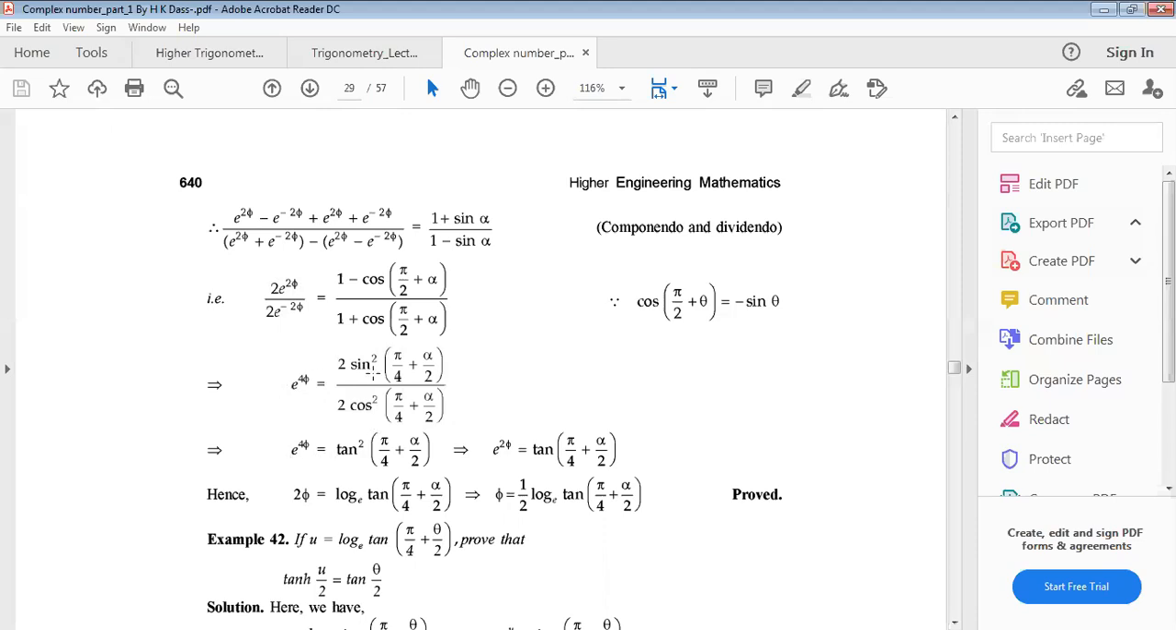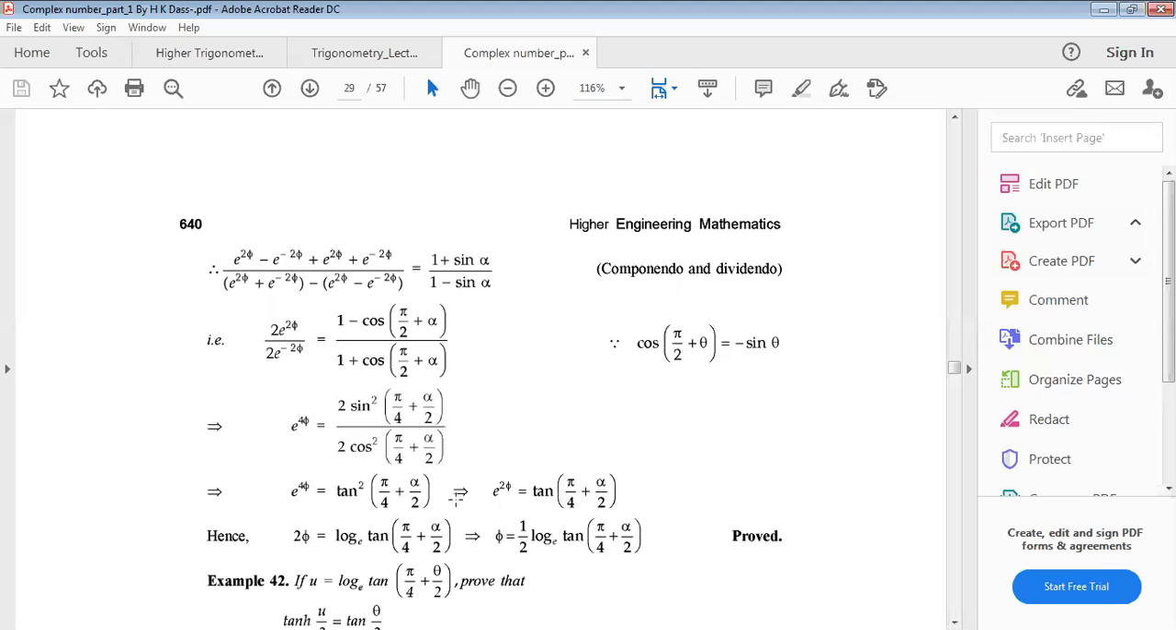e to the power 4 pi equals sin by cos, that means tan, squared. Taking square root on both sides, e to the power twice pi equals tan of pi by 4 plus alpha by 2. Therefore, taking logarithm on both sides, twice pi equals log to base e of tan of pi by 4 plus alpha by 2. Therefore pi equals, dividing by 2 on both sides, half log tan of pi by 4 plus alpha by 2. Very important maths for you.